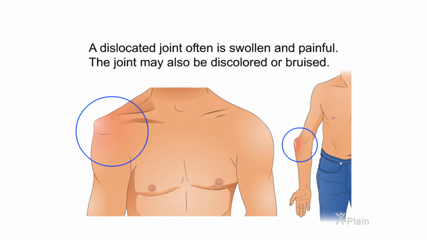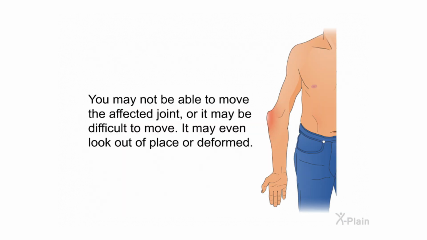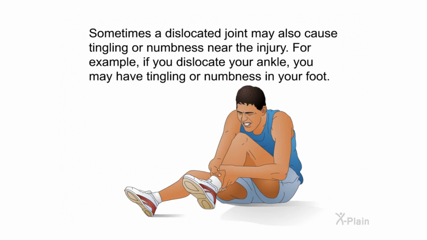Symptoms. A dislocated joint often is swollen and painful. The joint may also be discolored or bruised. You may not be able to move the affected joint, or it may be difficult to move. It may even look out of place or deformed. Sometimes a dislocated joint may also cause tingling or numbness near the injury. For example, if you dislocate your ankle, you may have tingling or numbness in your foot.